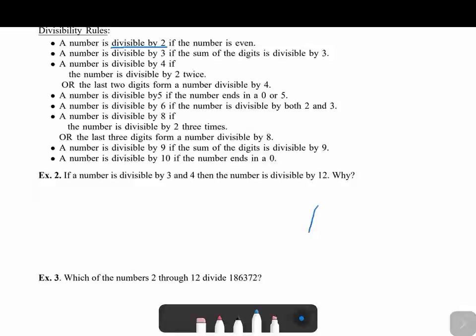Okay, so we know that a number is divisible by 2 if the number is even. So let's check if 186,372 is divisible by 2, and clearly, it is. So 2 does divide 186,372 because the last digit's a 2, so it's even.